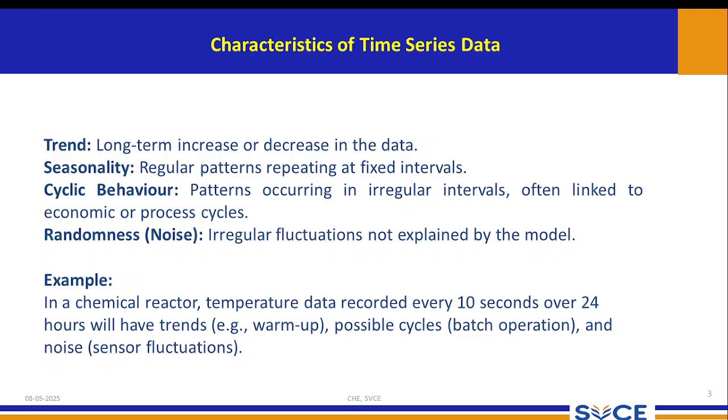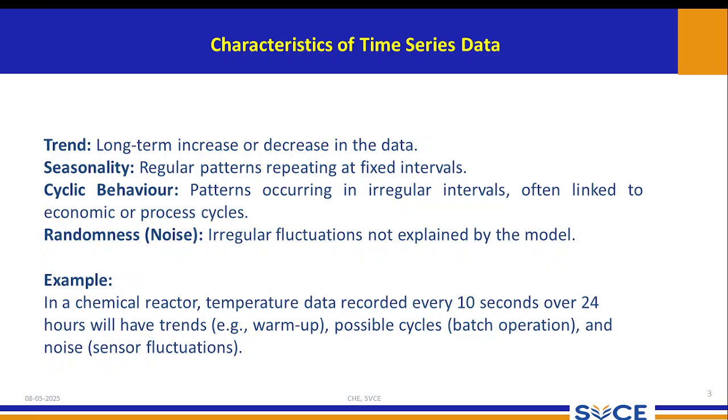For example, if the reaction happening inside the reactor is an exothermic process, obviously as the product forms, the temperature will increase. And if it is an endothermic process, obviously we need to supply heat, otherwise the temperature will decrease. Seasonality is a regular pattern repeating at fixed intervals, whereas cyclic behavior is an irregular pattern occurring at irregular intervals, often linked to the economic or process cycle. Next is randomness, that is noise: irregular fluctuations not explained by the model.